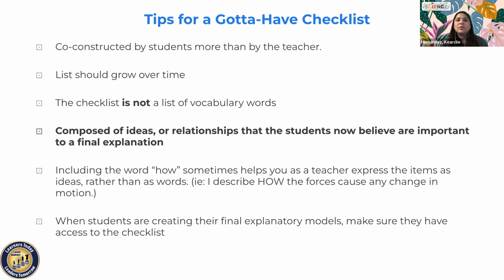And then when they're creating their final explanatory models, make sure they have access to this checklist. You don't want to spend all this time creating it, and then on the day they do their final models, it's hidden away somewhere. And it's not a test. Even if it was a test, giving them that checklist isn't going to help them do better or worse. It just guides them in the things that they really genuinely need.